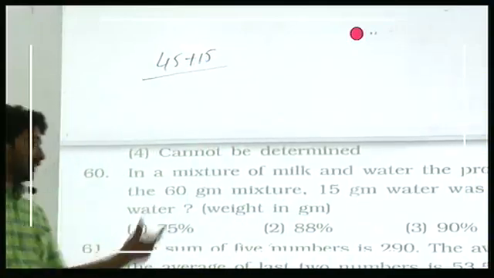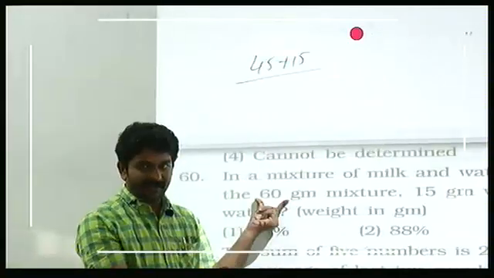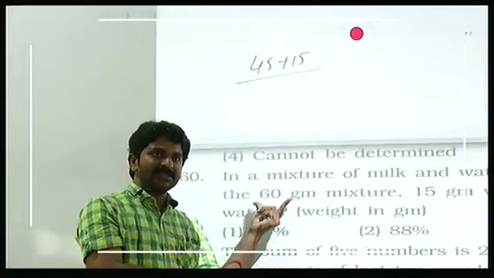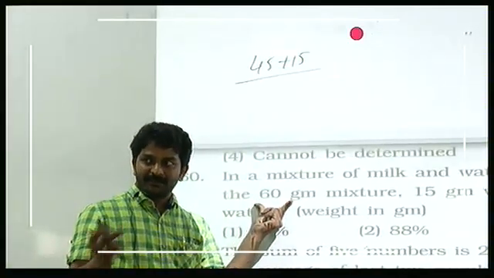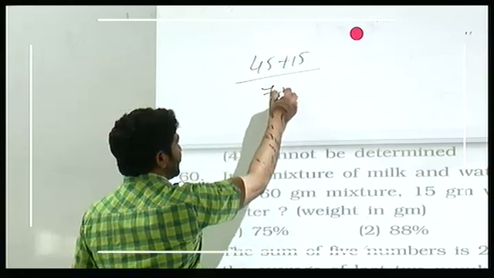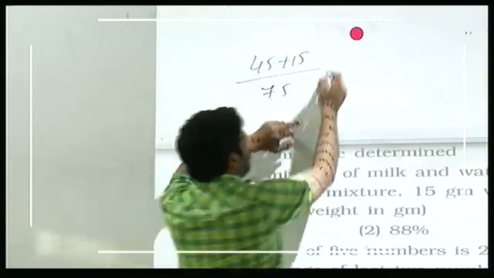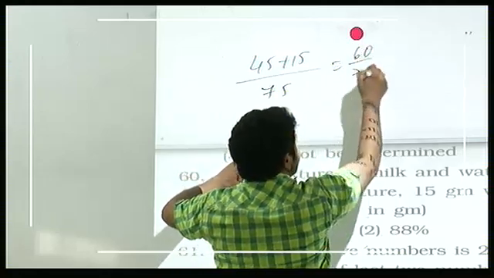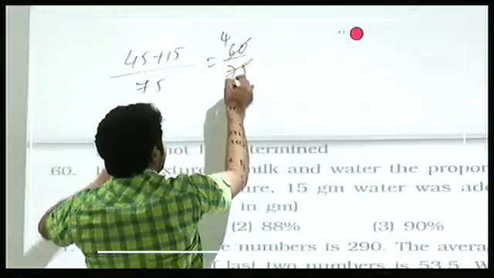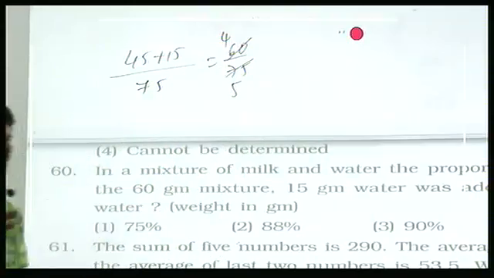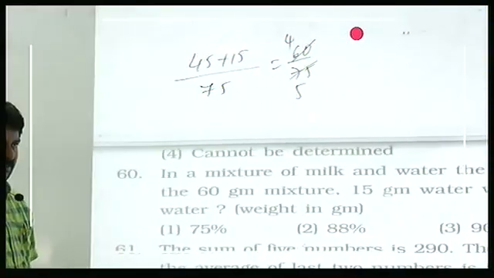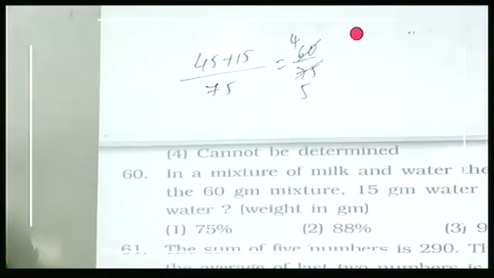Out of the content, we already have 45 grams, and to this they have added 15 grams. So total content is 75, and water is 45 plus 15, 60. 60 by 75. Cancellation with 15, 4 times and then 5 times. 4 by 5 in the sense what percent? 80%. 4 by 5, 80%.